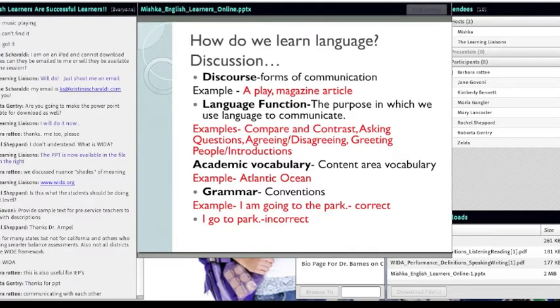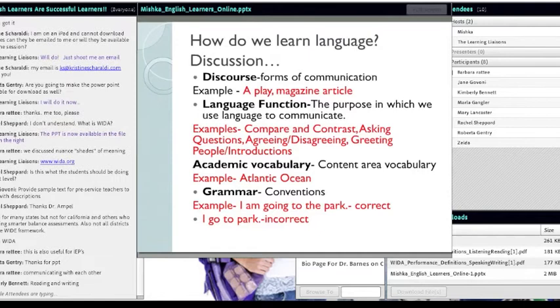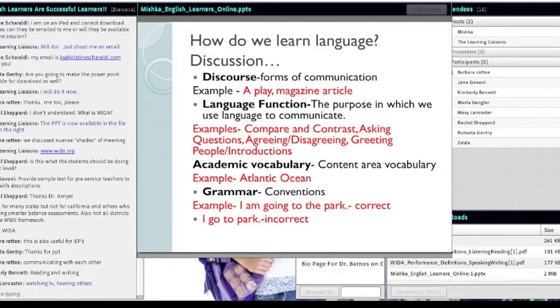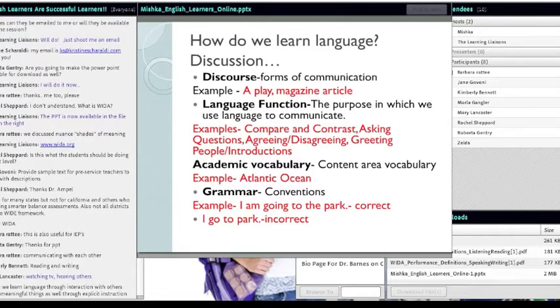Very good. By communicating with others. Any more answers? Watching, hearing others. Very good. We learn language through interaction with others about meaningful things, as well as explicit instruction. Very good. We learn language by interacting with others about meaningful things, as well as, okay.